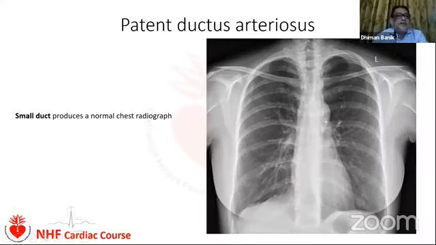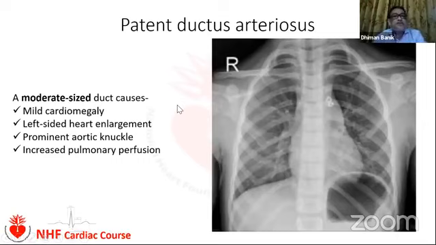In patent ductus arteriosus, the chest X-ray depends upon the size of the duct. In a small duct, the chest X-ray may be normal, except for a slightly prominent aortic knuckle, almost normal or a prominent aortic knuckle with the chest radiograph otherwise normal. This might be a case of small duct PDA, patent ductus arteriosus.